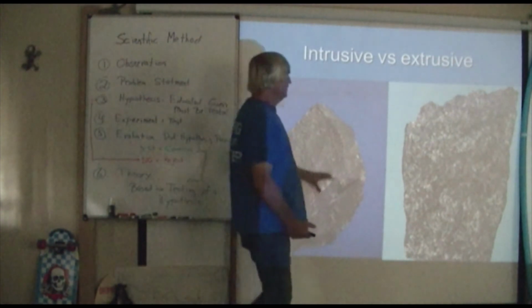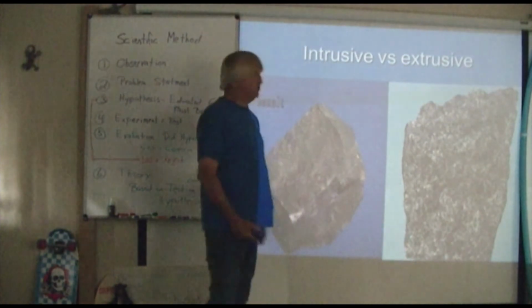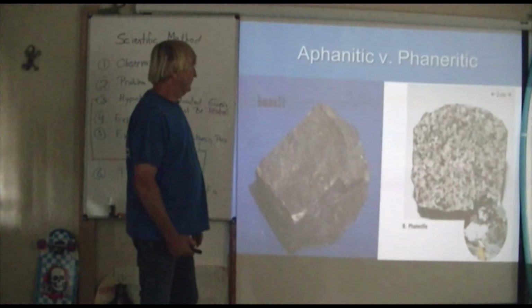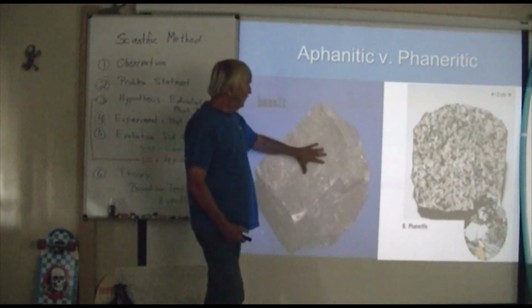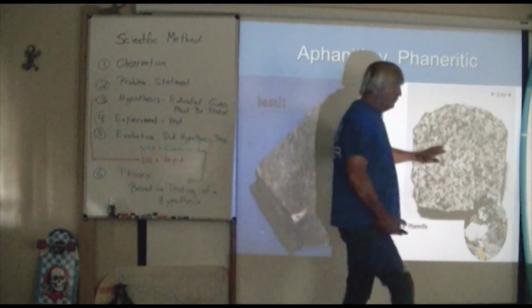This rock here is a phaneric texture. We can actually see the visible minerals. Now it's hard to see in a dark rock like that. Here, this rock formed above the ground, aphanitic texture. This rock formed below the ground, phaneric texture.